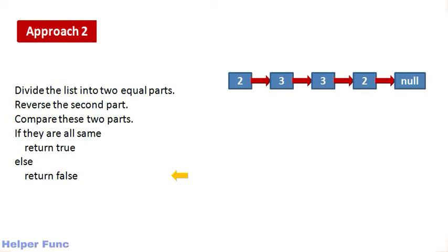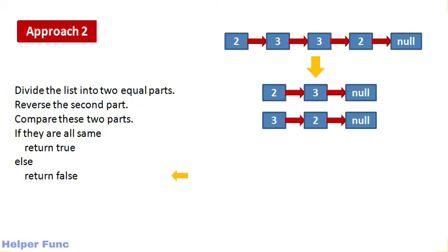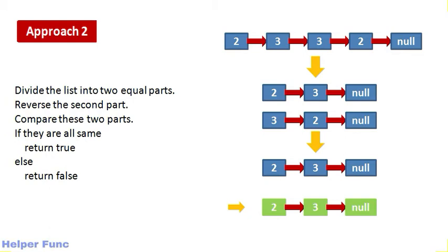Let's look at this example. So we divided the linked list into two parts, and now we reverse the second part. And finally, we will compare these two lists. And because they are the same, we will return true here.